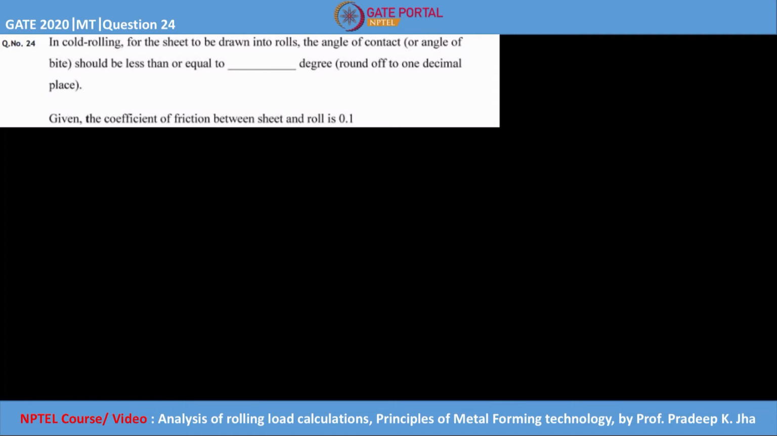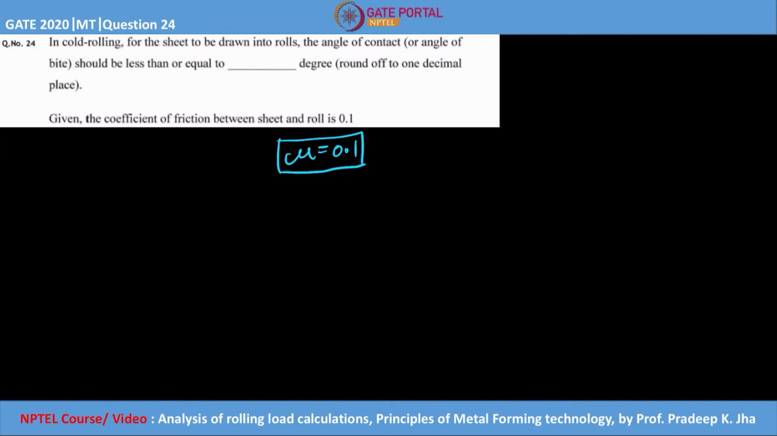This is question number 24 and the question says, in cold working, for the sheet to be drawn into rolls, the angle of contact or the angle of bite should be less than or equal to dash degrees, and given is the coefficient of friction between the sheet and the roll, which is 0.1. So in rolling, the given value is mu, which is equal to 0.1. This is nothing but the coefficient of friction between the sheet and the roll.